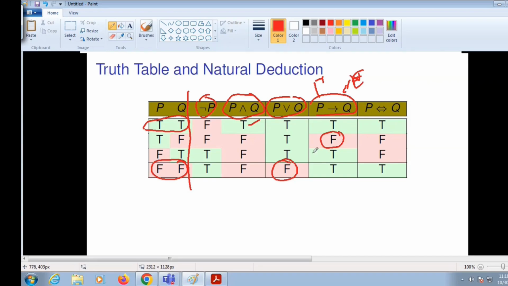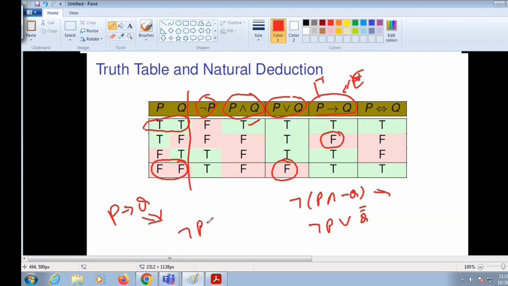Sometimes people say that since it is false, it is a negation of P and minus Q. And this you can say is minus P or Q. So this is equivalent to, if I say that P implies Q, it is the same as minus P or Q. Is it right or not?